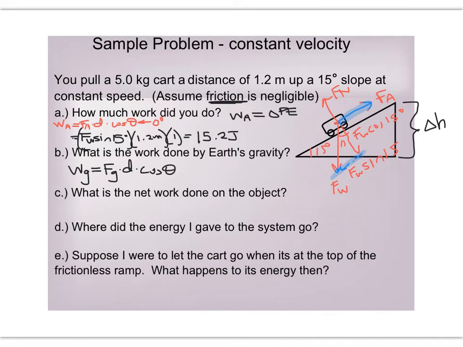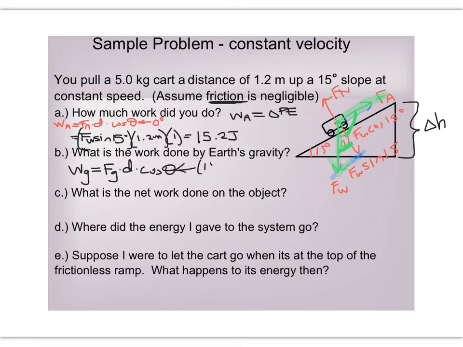So if I look at my free body diagram again, I'm going to highlight in green. Weight is going down, and the object is sliding up the ramp like this. And so that angle is going to actually be this angle right here, which is 15 degrees, plus another 90. So that's what that angle is going to be.